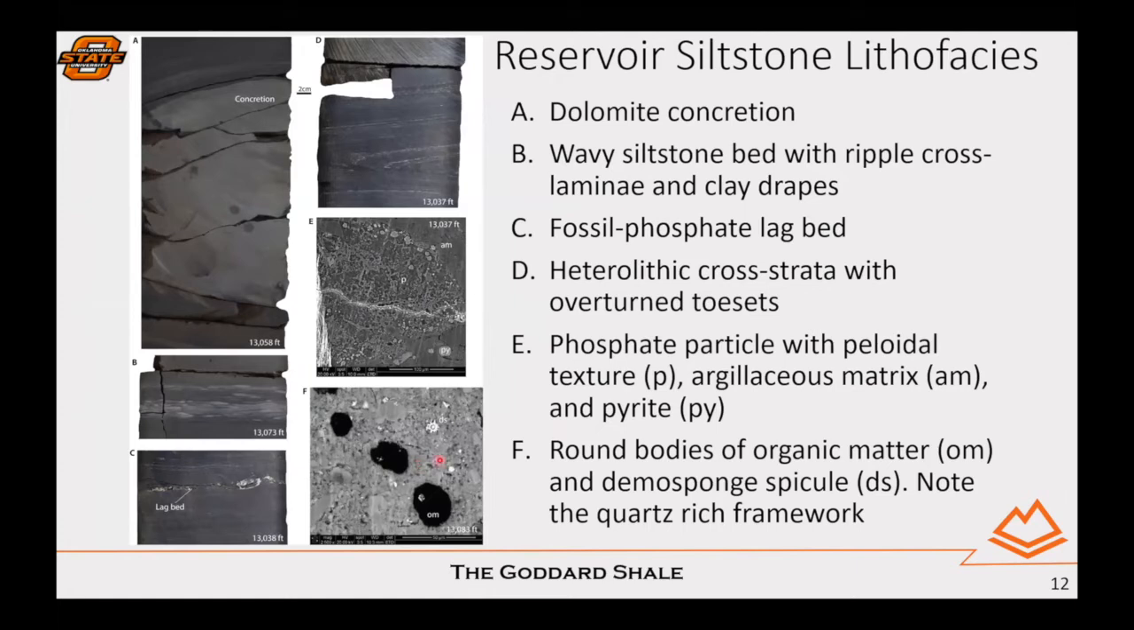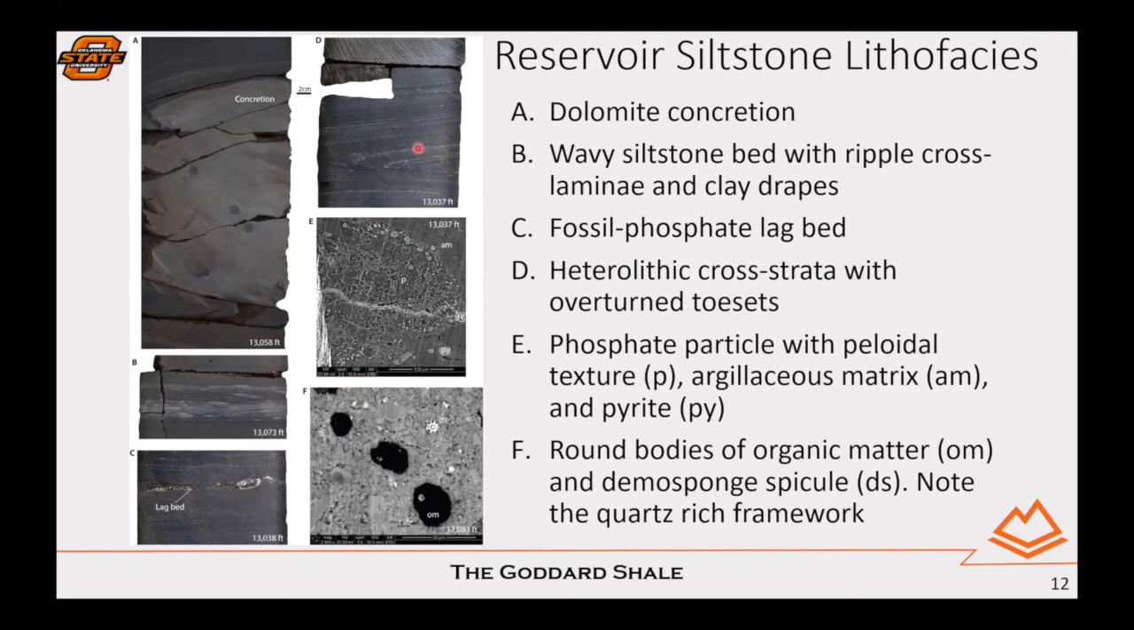Now, here's the real bread and butter of the project, and this is our reservoir lithofacies. So figure A is a core photo showing a dolomite concretion. Figure B is a core photo that is showing wavy siltstone bedding with ripple cross laminae and clay drapes. Figure C is a core photo showing a lag bed that has more phosphatic material here on the left and fossil fragments, shell fragments here on the right.